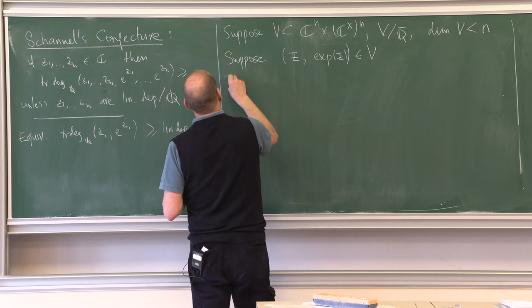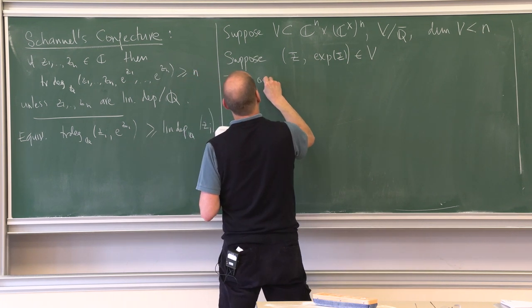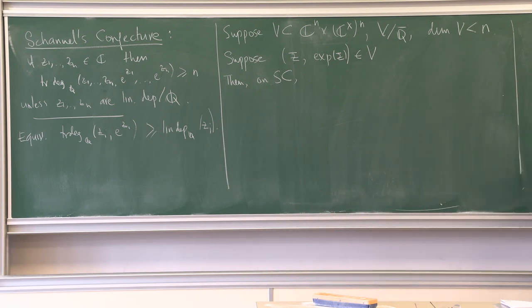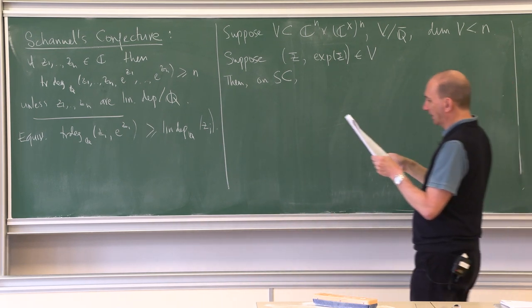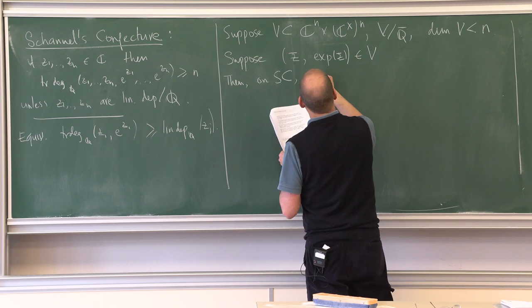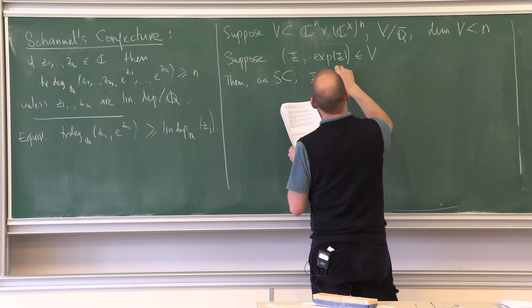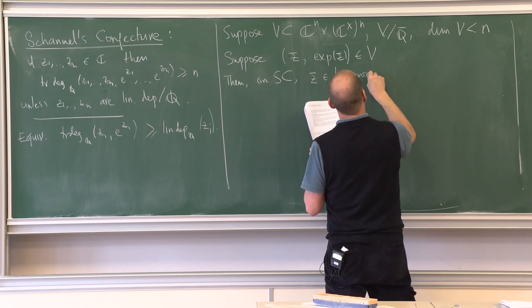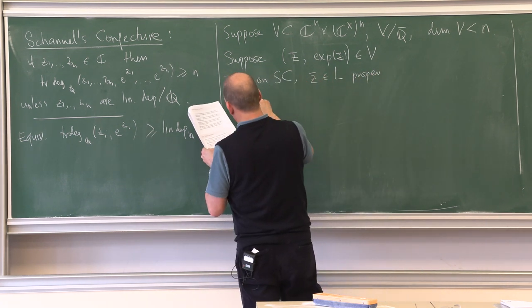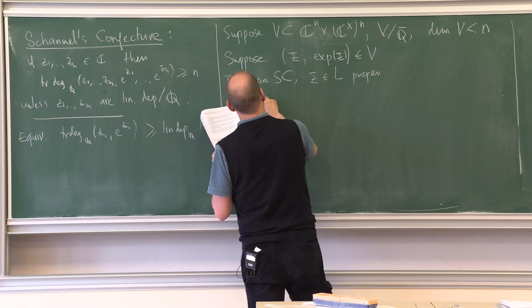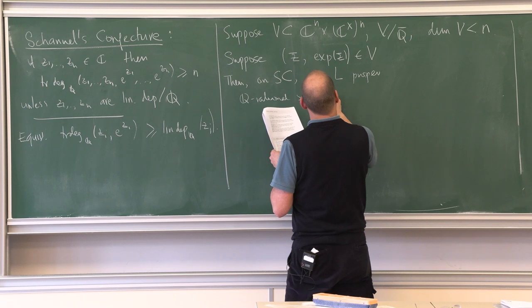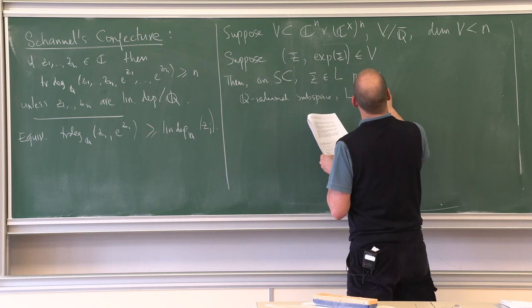And then, on Schanuel's conjecture, the z's must lie on a linear space. Z lies in L, which is a proper Q-rational subspace of C to the n.